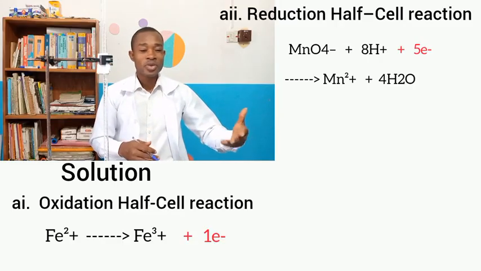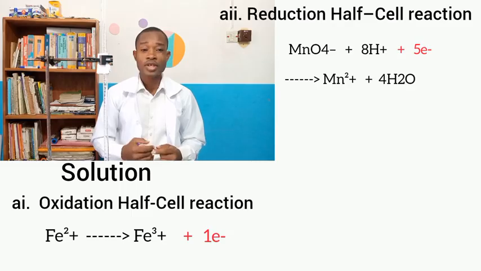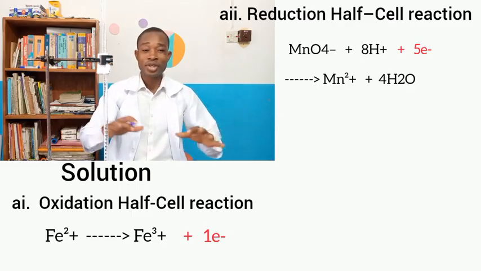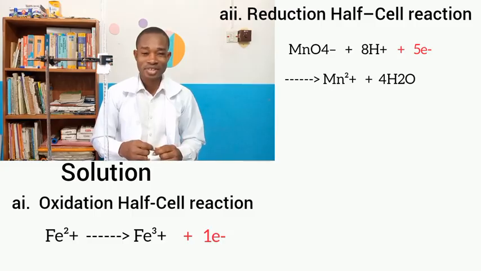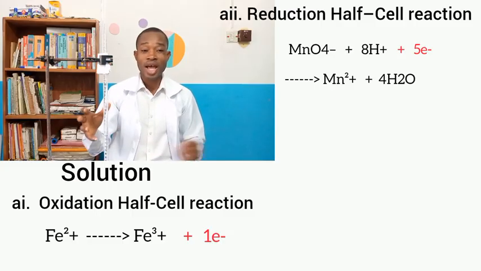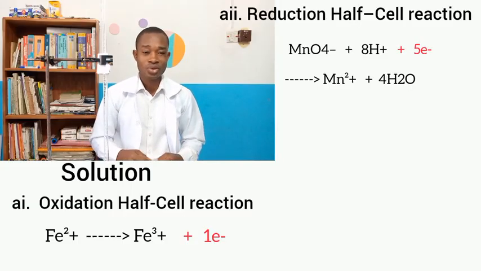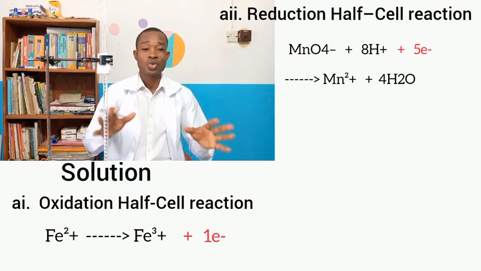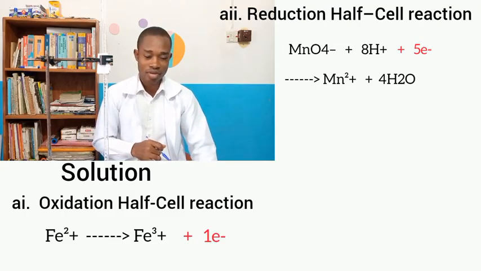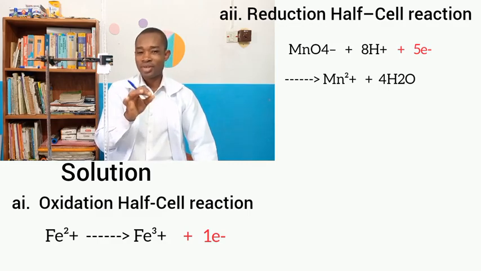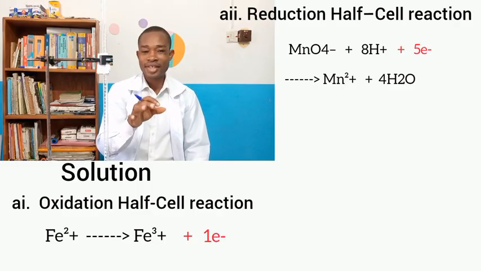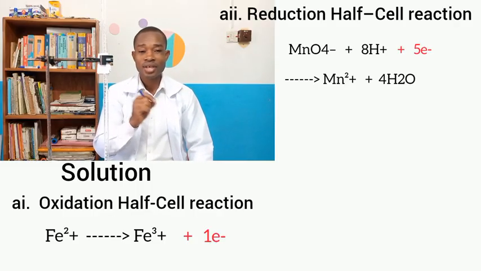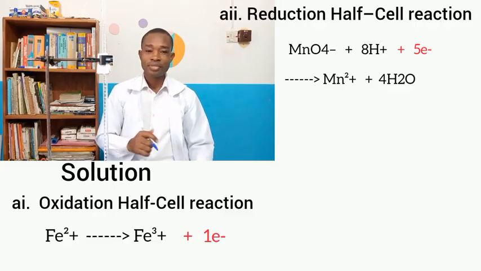And then in our product side, we still have our manganese 2 ion plus 4 molecules of water. And so we have balanced the reaction equation for the reduction reaction. The overall oxidation number on the product side is 2, the reactant side is also 2. So this is what we do in balancing the half-cell redox reaction equation for this redox titration experiment. And I hope you understood certain key points that I highlighted while explaining this half-cell redox reaction equation.